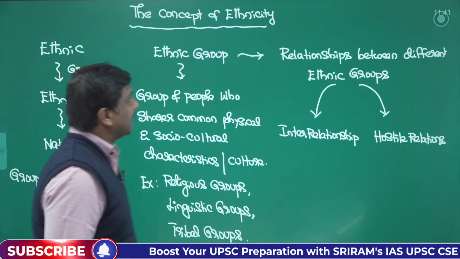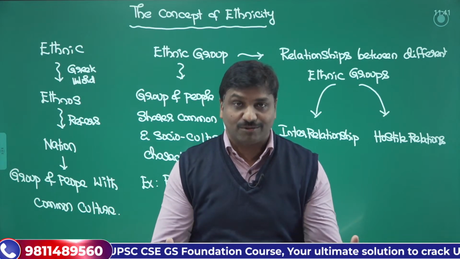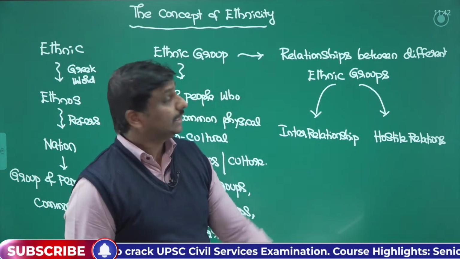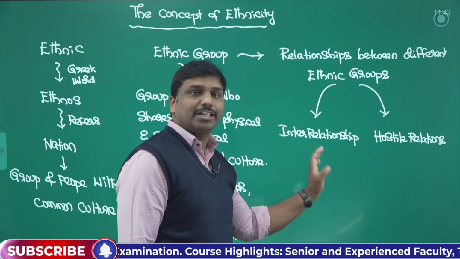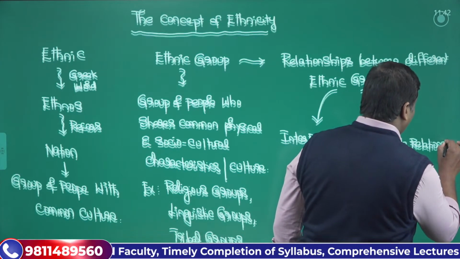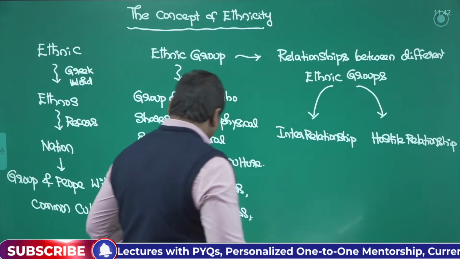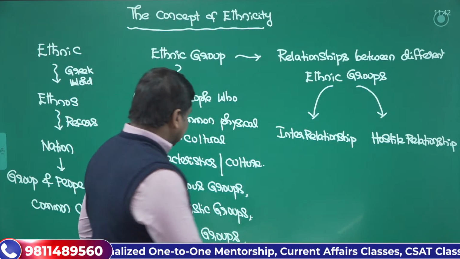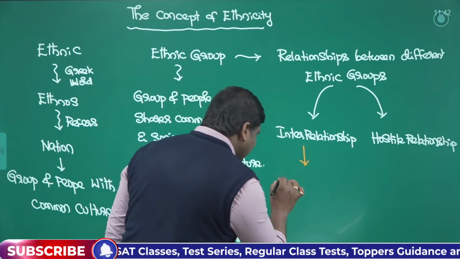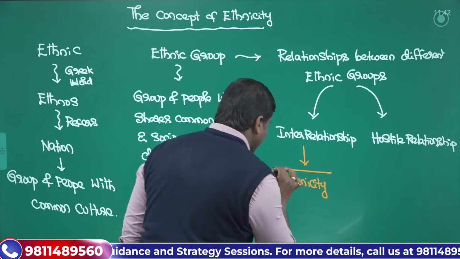So what I am trying to explain is that when different ethnic groups exist in society, they will enter into some sort of relationships between those ethnic groups. So these relations could be interrelationship amongst themselves, or there could be hostile relationships. Now, what you have to catch here is that the interrelationship that exists among different ethnic groups is known as ethnicity. So try to catch this thing.